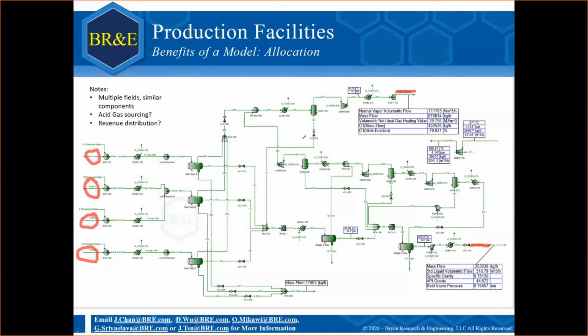Another advantage is not only can it tell you how much of these streams come from each field, the allocation report can also tell you what is the source of the individual components. What if you want to figure out how much of your acid gas is coming from a particular field, that you're charging a field for usage of your treatment system?